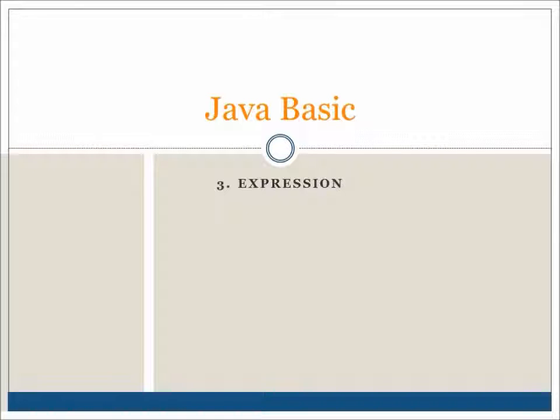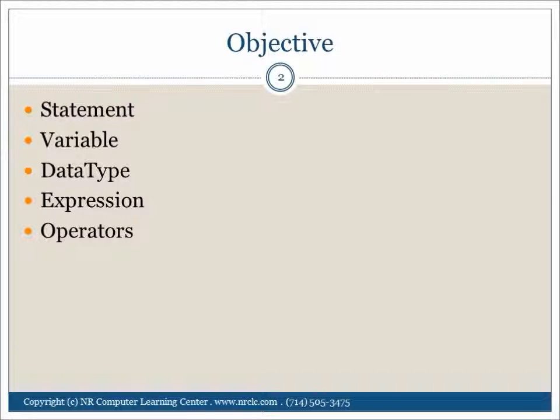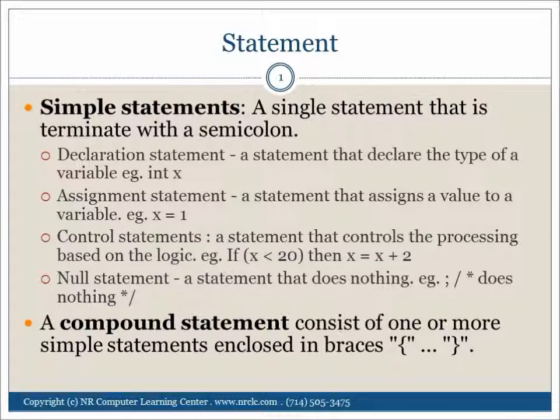Today I'm going to talk about using expressions in Java programs. We're going to talk about statements, variables, different data types, expressions, and operators in Java programs. There are two types of statements: simple statements and compound statements. There are four types of simple statements: declaration statements, assignment statements, control statements, and null statement.